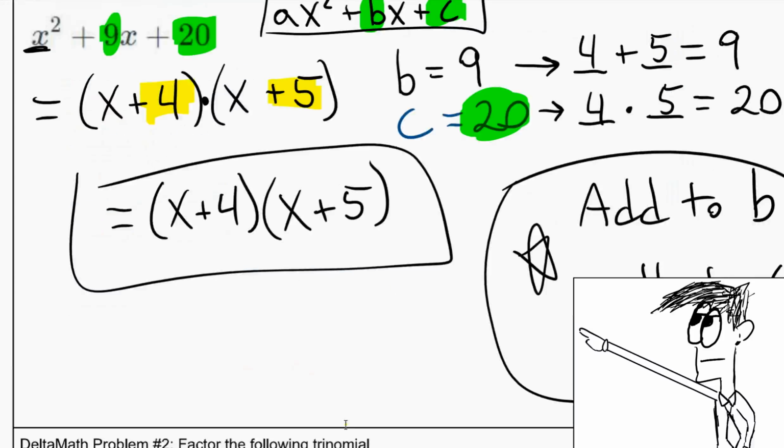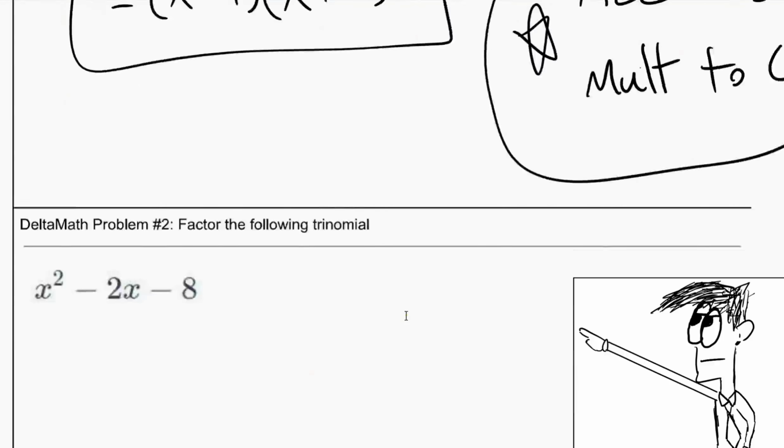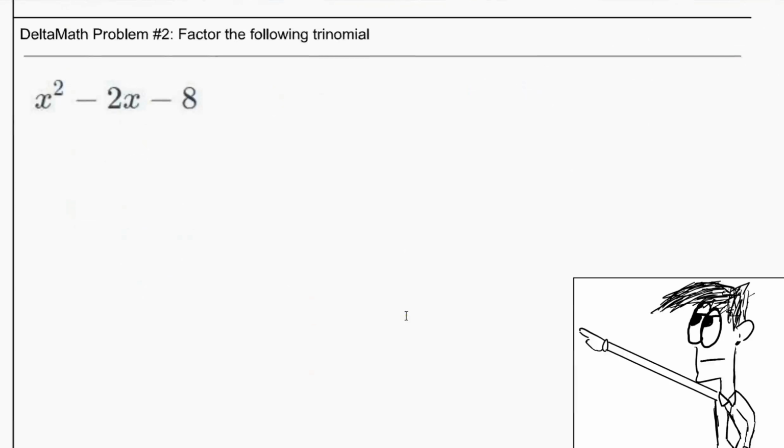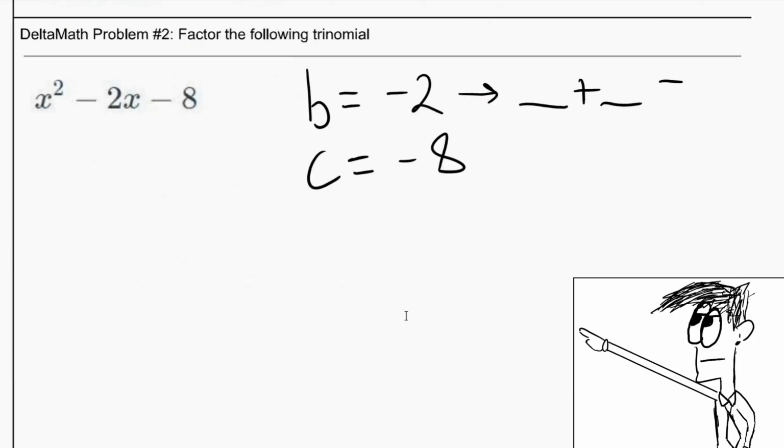Back to the examples. Another problem you might find in your worksheet, in fact, you will find it on your Delta Math assignment, this one right here. Let's just use the same tactics. I want to find out what B is and what C is. That's the first 2 steps. B in this case is -2, and C is -8. I need 2 numbers that add up to B and multiply together to give me C, and they have to be the same 2 numbers.